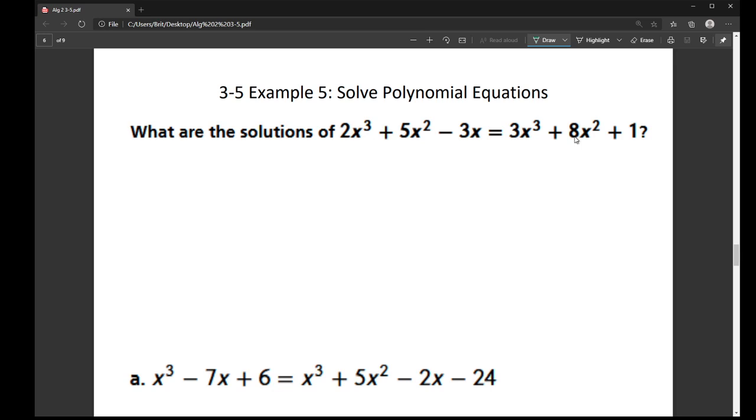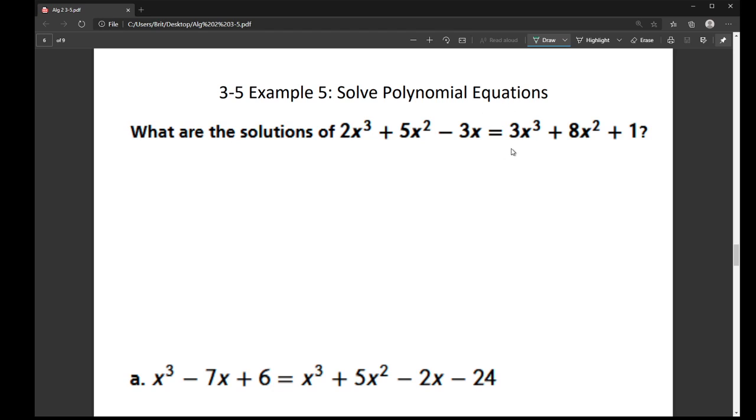So here we are with a polynomial. If you notice, there's an equal sign here and it's kind of ugly. So the first thing we always want to do is get all of our terms onto one side, and set the entire equation equal to 0.